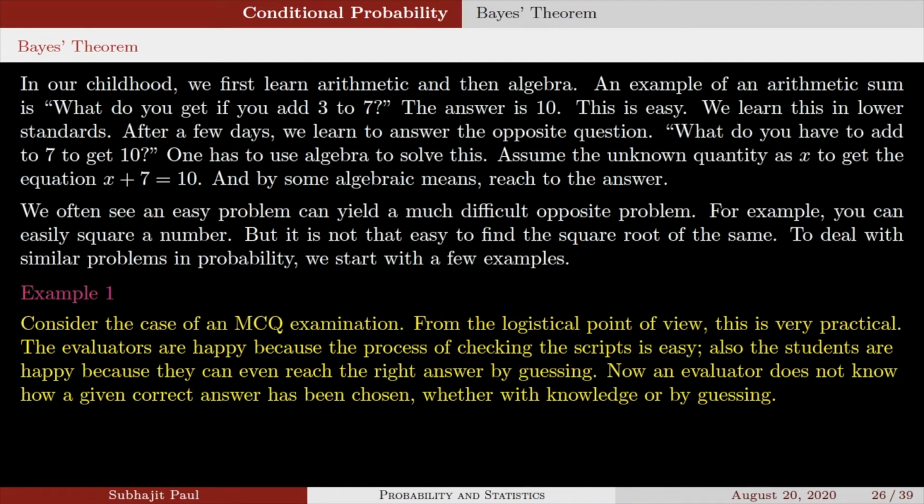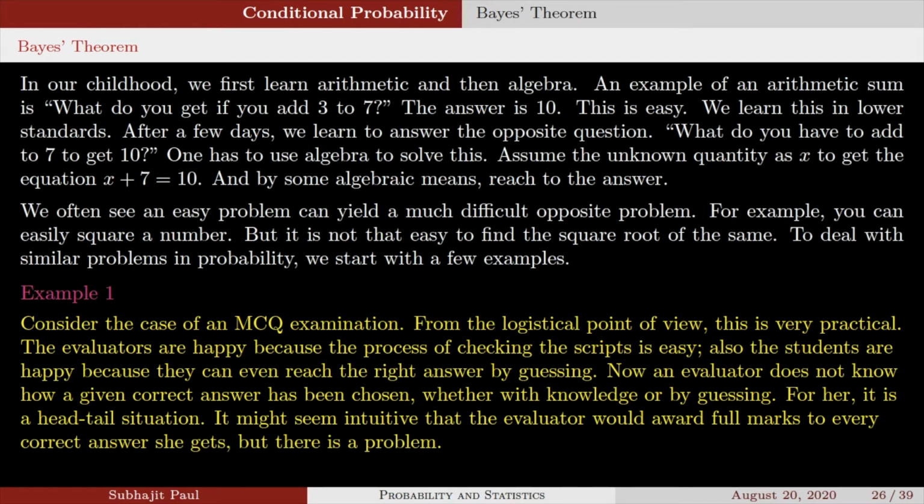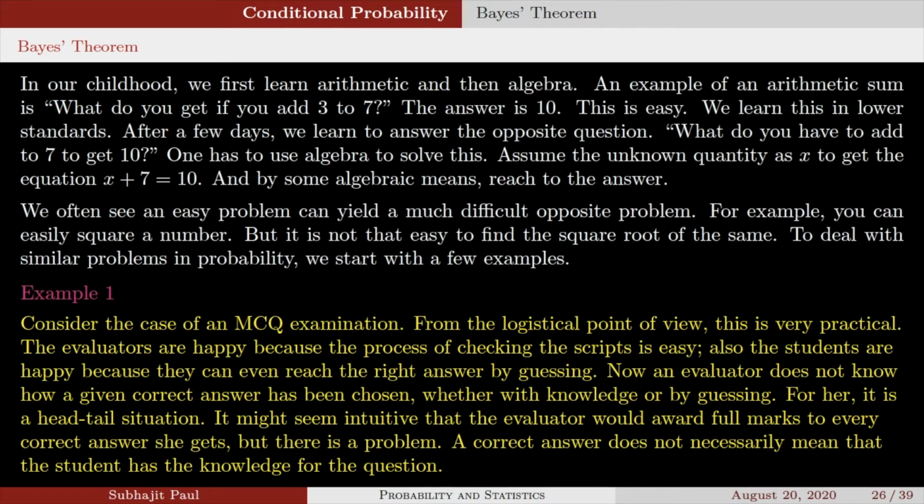Now, an evaluator does not know how a given correct answer has been chosen, whether with knowledge or by guessing. For her, the evaluator, it is a head-tail situation. It might seem intuitive that the evaluator would award full marks to every correct answer she gets, but there is a problem. A correct answer does not necessarily mean that the student has the knowledge for the question.